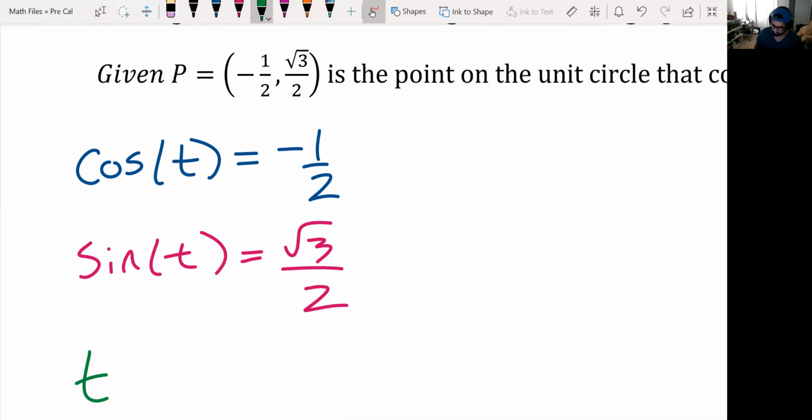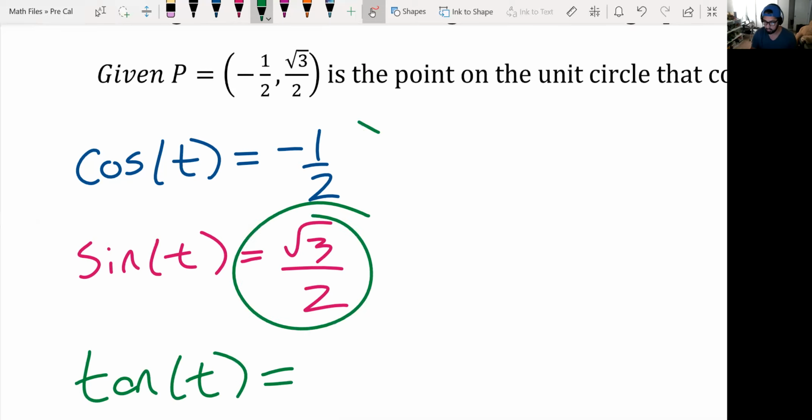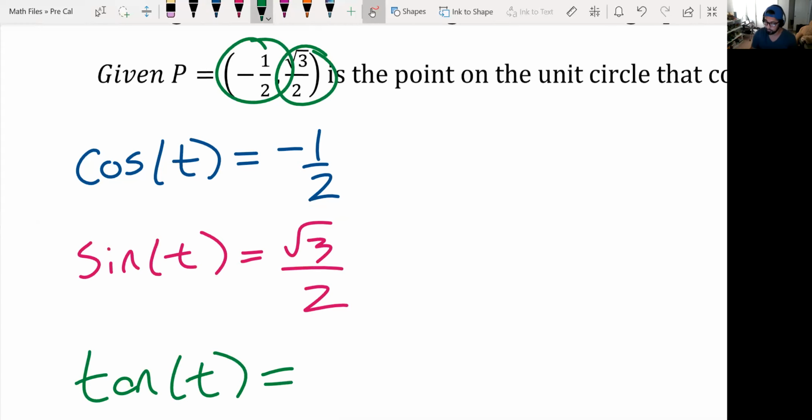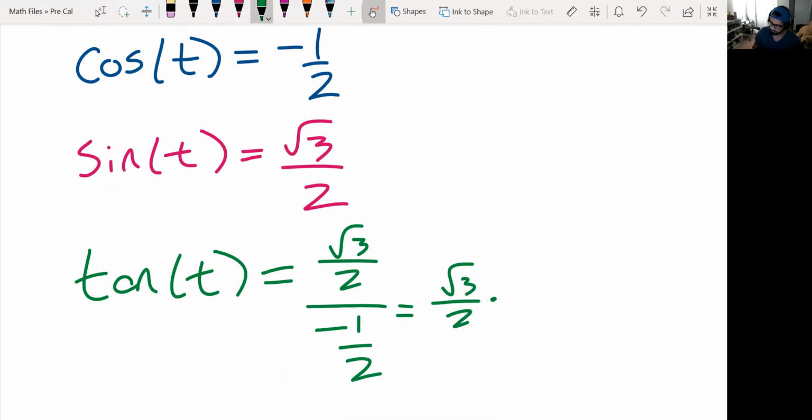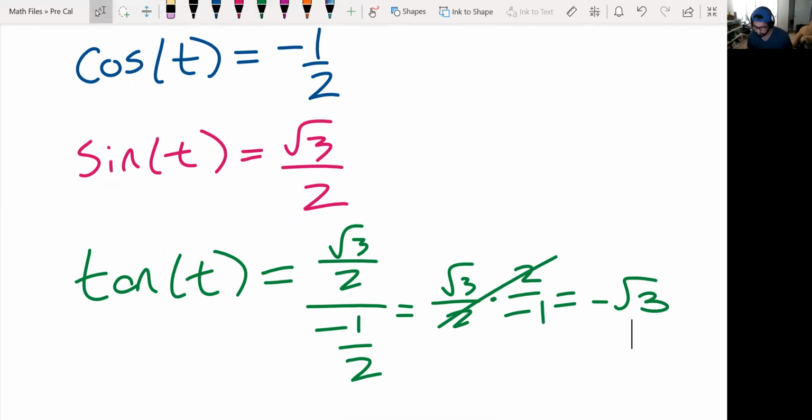Then tangent puts sine over cosine, right? It'll put these coordinates over each other. So sine we'll put square root of 3 over 2 over negative 1/2. Multiply by the reciprocal, and we're going to get negative square root of 3. Okay, perfect. So there's the first three.